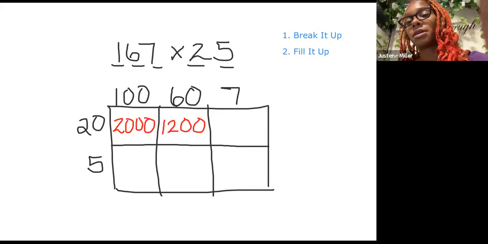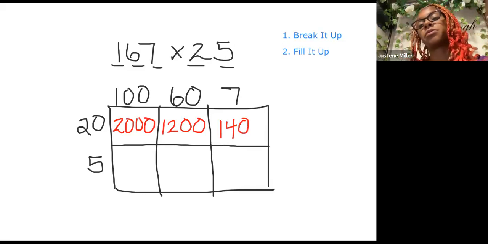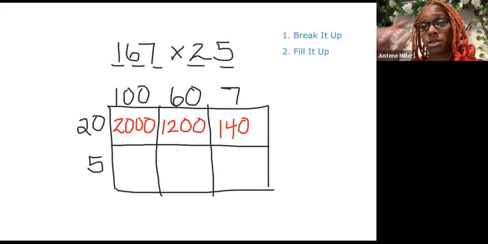Then I got 7 times 20. Well, 7 times 2 is 14. I got a 0 there. Final answer is 140. All right, let's finish at the bottom of our area model. We should be good to go.